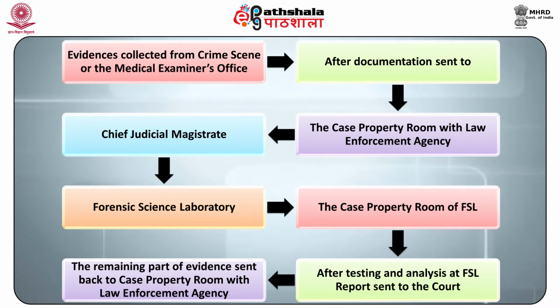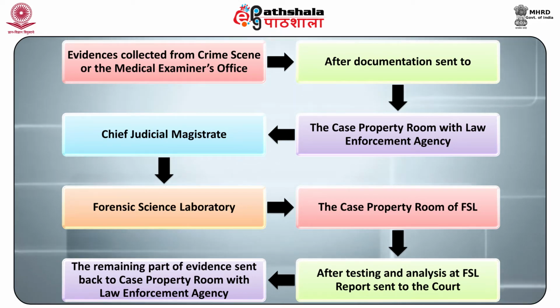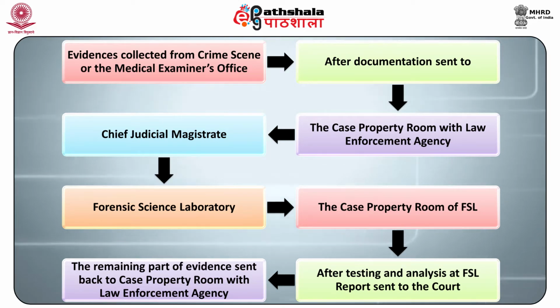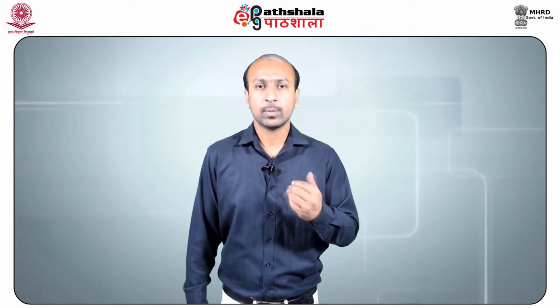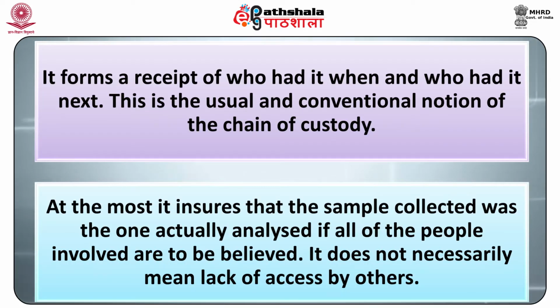The next process is that the remaining part of the evidence is sent back to the case property room with the law enforcement agency. Now, it serves two major purposes if carried out properly. First, it forms a receipt of who had it when, and who had it next. This is the usual and conventional notation of the chain of custody.